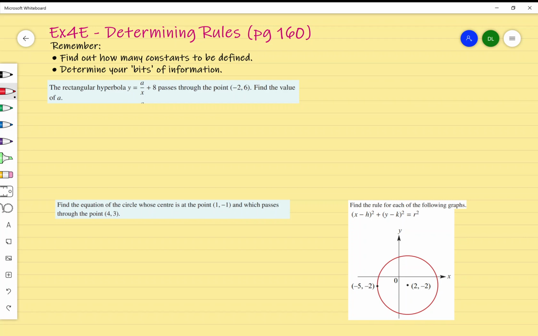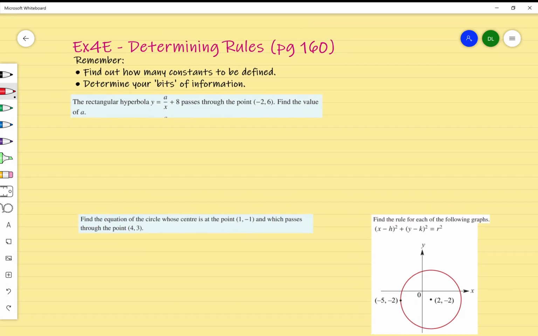Now remember, before we actually determine the rule of anything, and it's the same as the function family stuff we did last time, we have to find out how many constants there are to be defined. So for example, if it says y equals a squared plus b, then obviously a and b are the constants being defined. So we need to find out how many constants there are to define, and then the second part of that is just to determine how many bits of information we need. So obviously if there are two constants we need to find, then we need 2 bits of information. That's pretty much it. Let's get right into it.